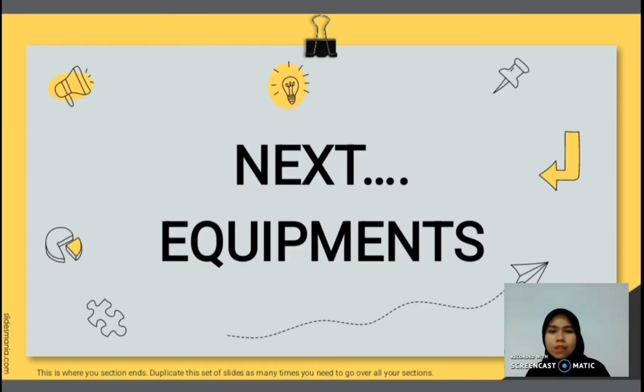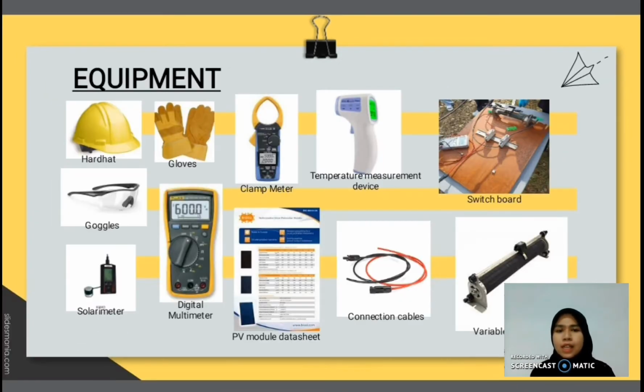There is some equipment that we use in this experiment, either for safety or to collect the data. For example, we need the hard hat, gloves, and goggles for safety, and for the data collection, we need the climate, digital multimeter, solarimeter, temperature measurement, PV module data sheet, connection cables, and also switch ports.